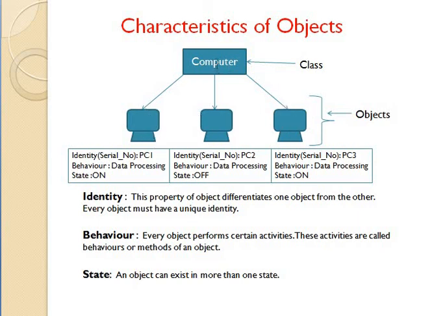All belong to the class computer, but all these objects, even though they represent the same class called computer, are identified by different serial numbers. That is, the first object has its serial number as PC1, the second object has its serial number as PC2, and the third object has its serial number as PC3.